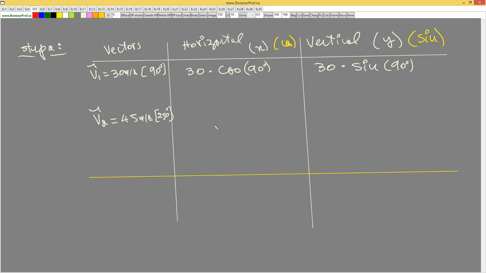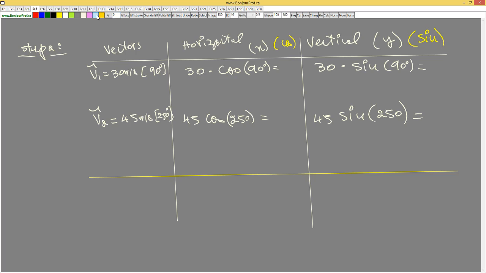For the other one here, I'm going to put 45 cosine 250. And I have to put here 45 sine. I'm going to put it a little bit lower because I want to. This one here is 45 cosine 250, and here 45 sine 250. So take your calculator and give me what you will find in each value.